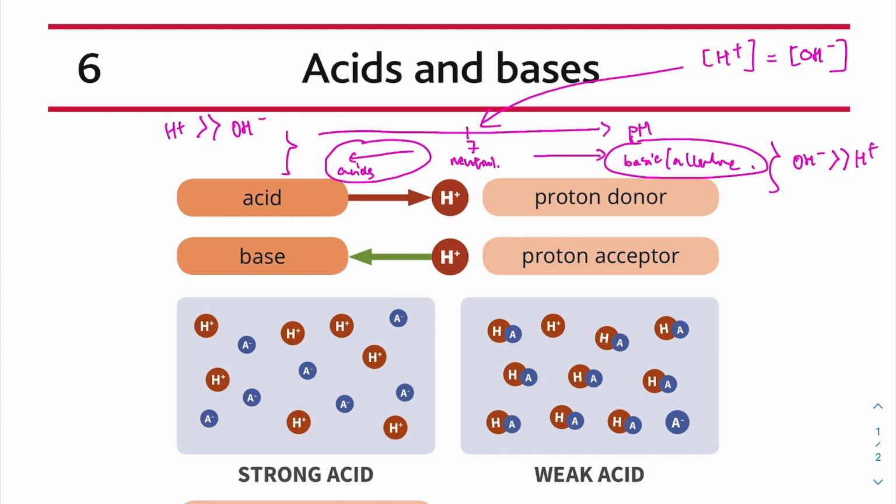Bronsted-Lowry acid says acids are proton donors. Same thing for a base: a substance that dissociates in water to give you OH-, and OH- is negatively charged. It likes to accept H+. That's why the Bronsted-Lowry definition for a base is a proton acceptor. Okay.